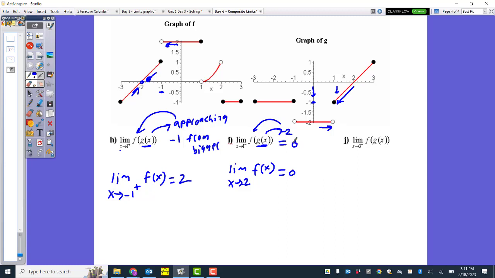You can try J on your own to see if you can figure it out. If not, then let me know. Aside from that, you have your worksheet. Let me know if you have any questions.